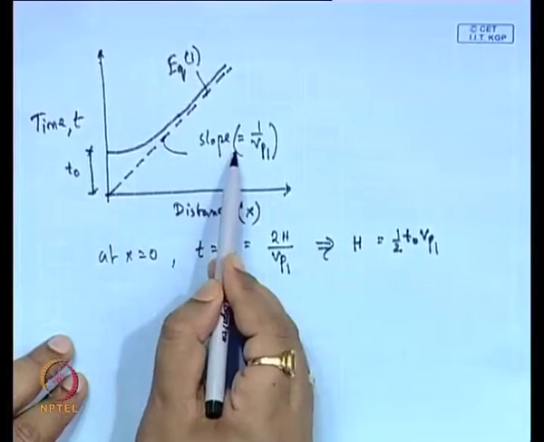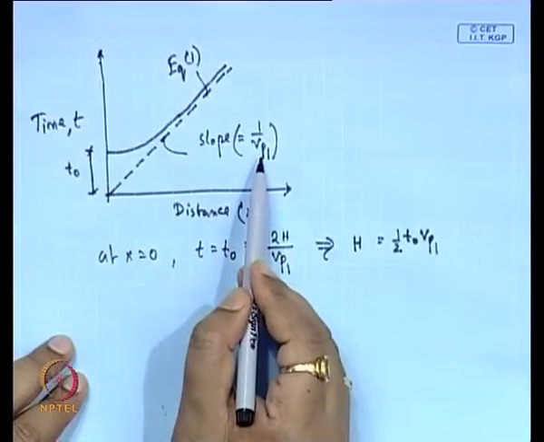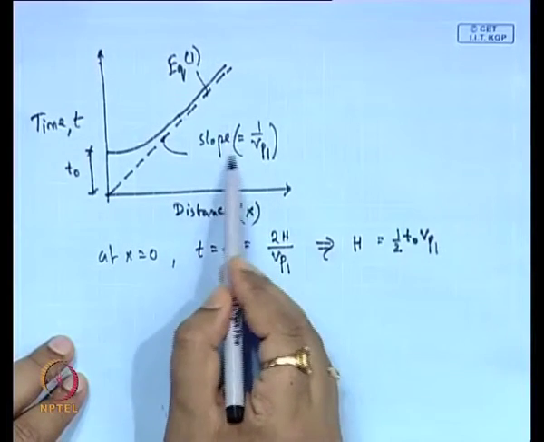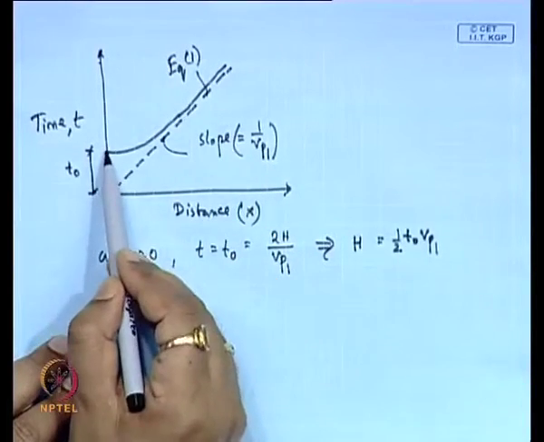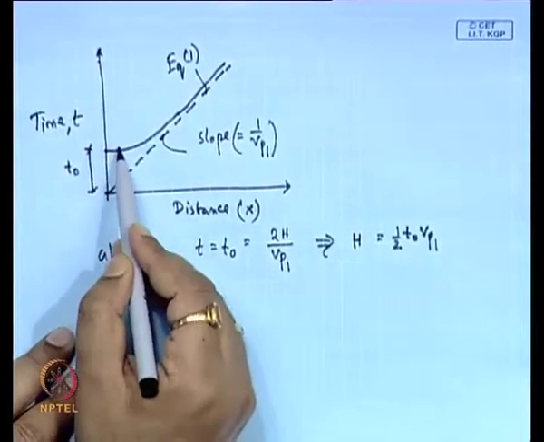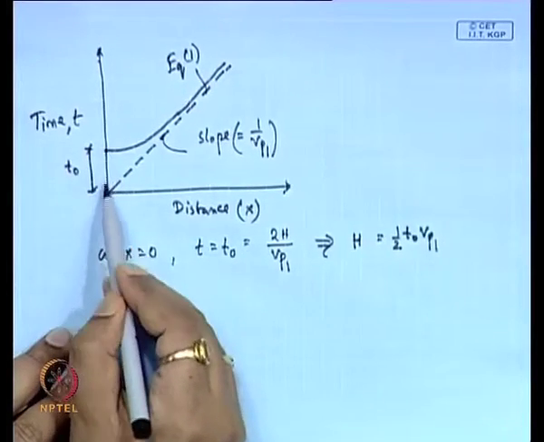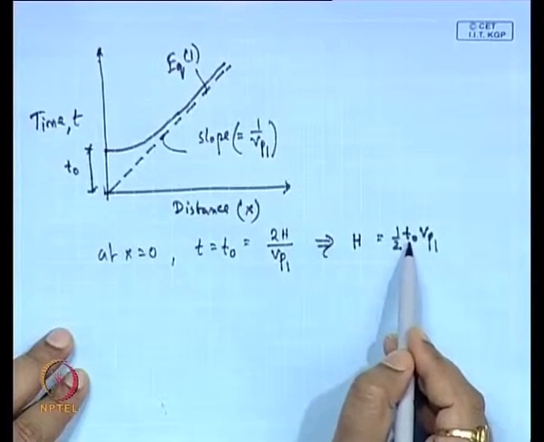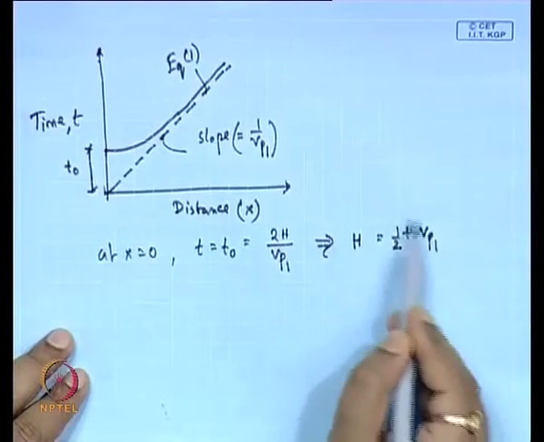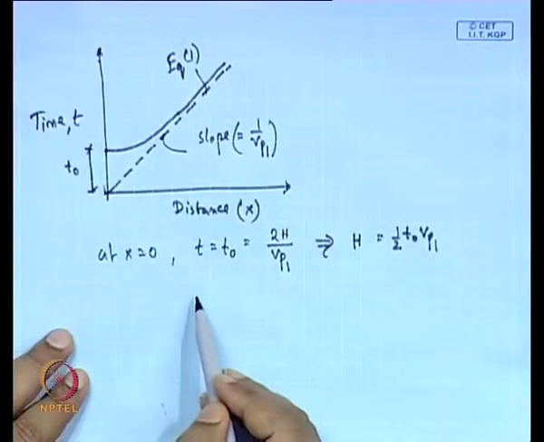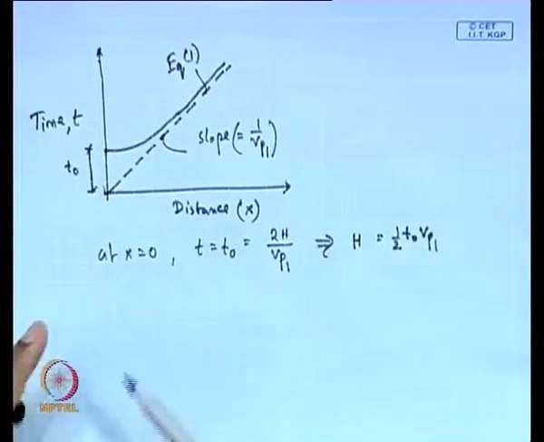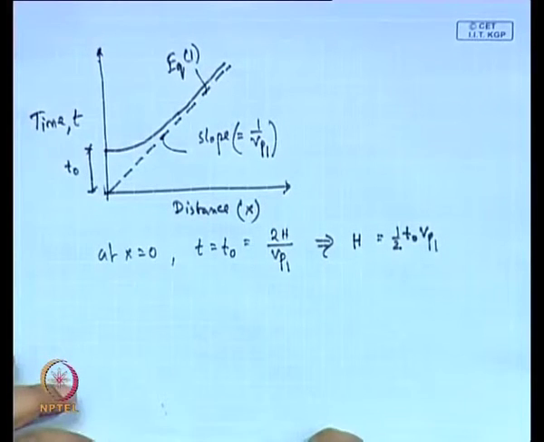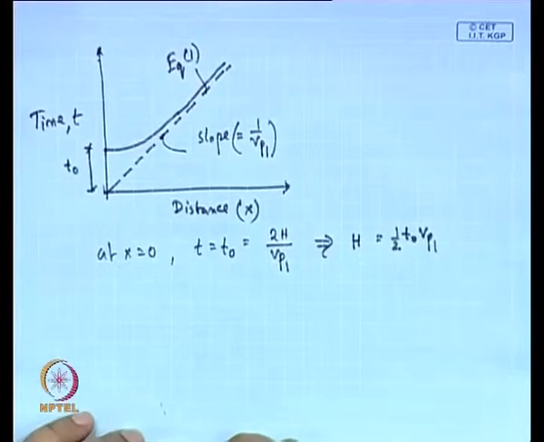So, we have to use the two graphs. From the first graph, the slope gives 1 by V p 1, from which we will get the velocity of this layer, and from the second graph, where it intersects the time axis, we will get t 0. If we know this t 0, we put this t 0 and the velocity in this expression and we will get the thickness of this layer. So, in this surveying method that I have discussed, we will get the thickness of the different layers and the velocity of the wave passing through the different layers.